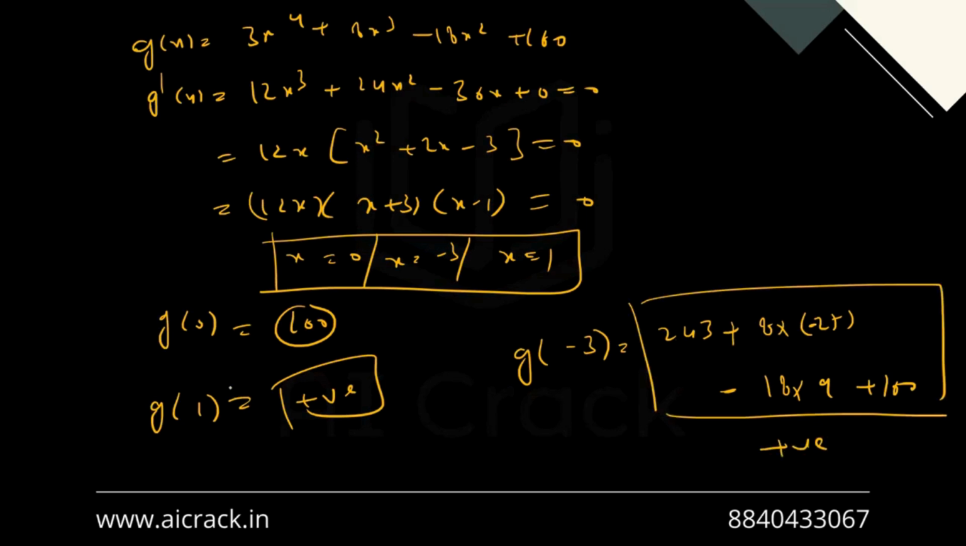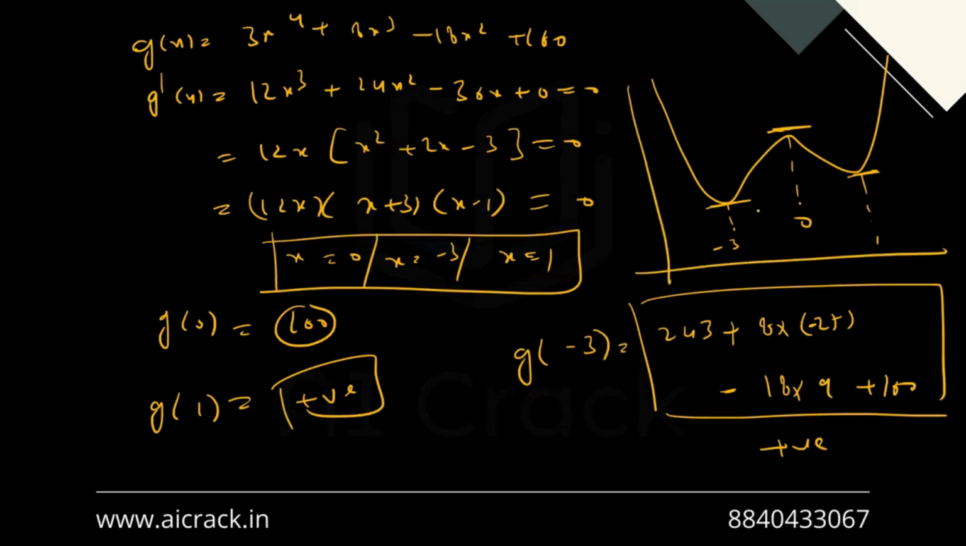So basically what is happening, g(0) is positive, g(1) is positive, and g(-3) is also positive. So what do we mean by that? So we had a graph like this. So let's say this point was 0, this point was -3, and this point was probably 1. At all these 3 points, the derivative was 0. These were the critical points over here, right? And we can see that all these values are actually positive. So the biquadratic equation is always lying above the x-axis.